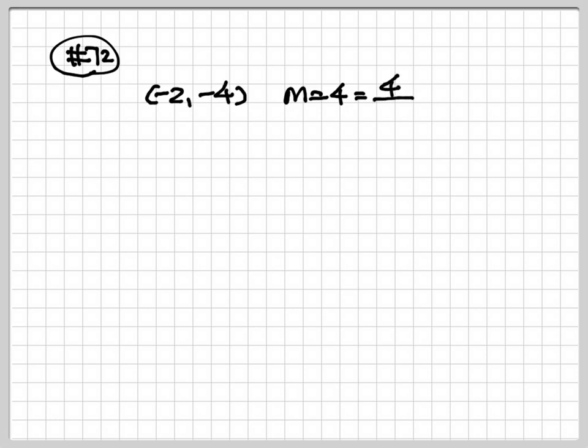Number 72. Here we have (-2, -4). Then the slope is equal to 4. Now, if they give you an integer like this, make sure you put it into an improper fraction, put a 1 under it, so it's easy for us to graph. Okay, so here, let's draw my x and y again.